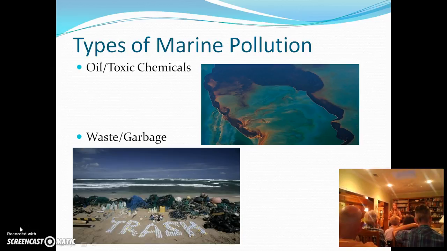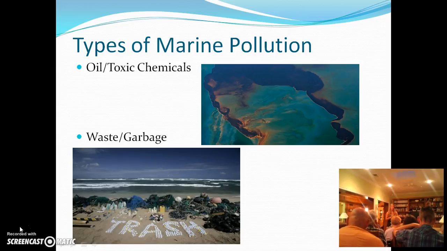The second type of marine pollution that I'm going to talk about today is waste and garbage. Almost everything that we throw away in our households ends up in the ocean. This includes plastic bags, bottles, and cans. This garbage and trash is often mistaken for food by marine animals, and they attempt to ingest it, which can harm them or even kill them.